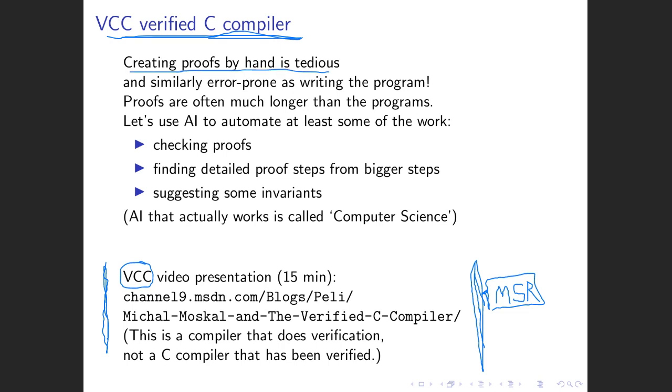creating these proofs by hand is tedious and also error prone. Proofs are often longer than the programs, so let's use some AI to automate at least parts of it. There's going to be times, as with Gödel's theorem, when the AI gets stuck and it has to come and ask you as a human to help. And it's debatable whether your capabilities as a human are really any better than the AI, but that's the best that it can do in those cases.